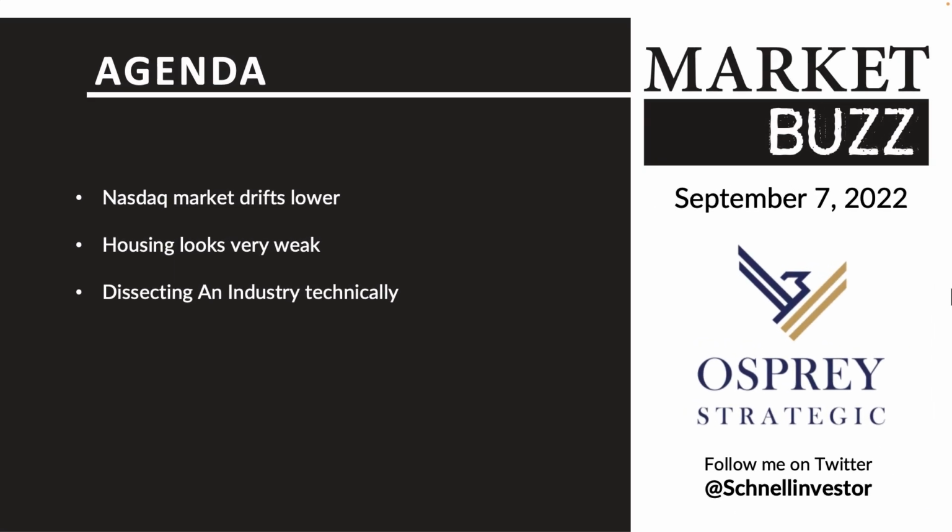So the Nasdaq market's drifting lower. We're going to cover that off chart-wise, and then housing looks very weak. But what I want to also talk about is how to dissect this industry and break it down into different components. So we could talk about the actual Homebuilders Index, and we could talk about lumber, and we could talk about mortgage finance and all that kind of stuff. There's a lot of different ways to look across the industry.